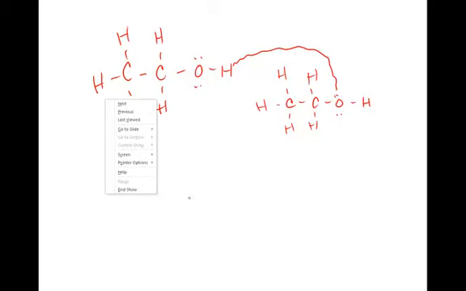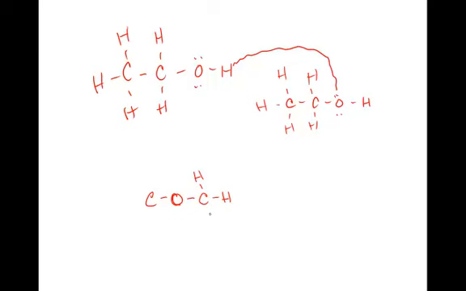Now, if I were to have a slightly different structure where I have, in this case, hydrogens, but they are not bonded to the O, this would not have hydrogen bonding. So that's the second kind, hydrogen bonding.